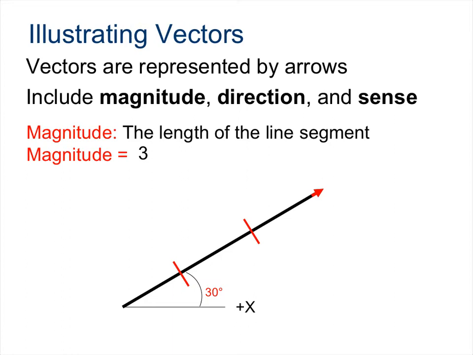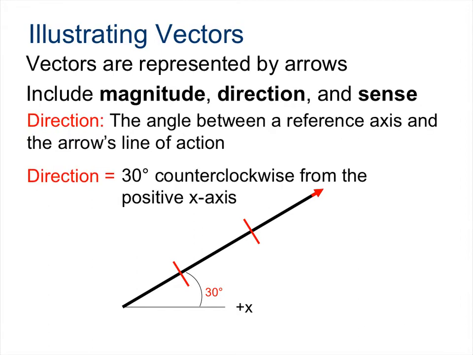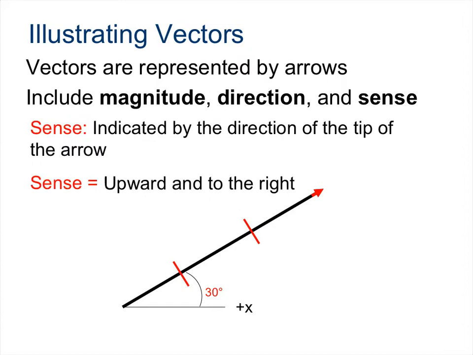In this particular example, you can see that the magnitude is 3, and that's denoted by the length of that line of action. When it comes to illustrating the vector's direction, we're always going to use an angle between the reference axis and the arrow's line of action. You can see below that the direction of this vector is 30 degrees counterclockwise from the positive x-axis.